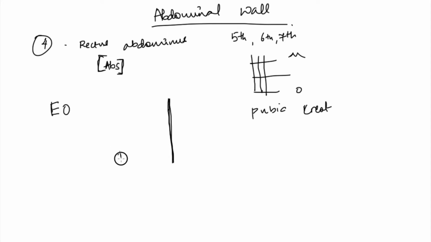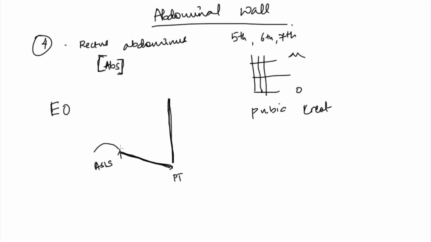If this is the anterior superior iliac spine and this is your iliac crest, let's say, and here is your pubic tubercle, then this thing here is your inguinal ligament that you're all well aware of. So ASIS, anterior superior iliac spine, and this is the pubic tubercle.